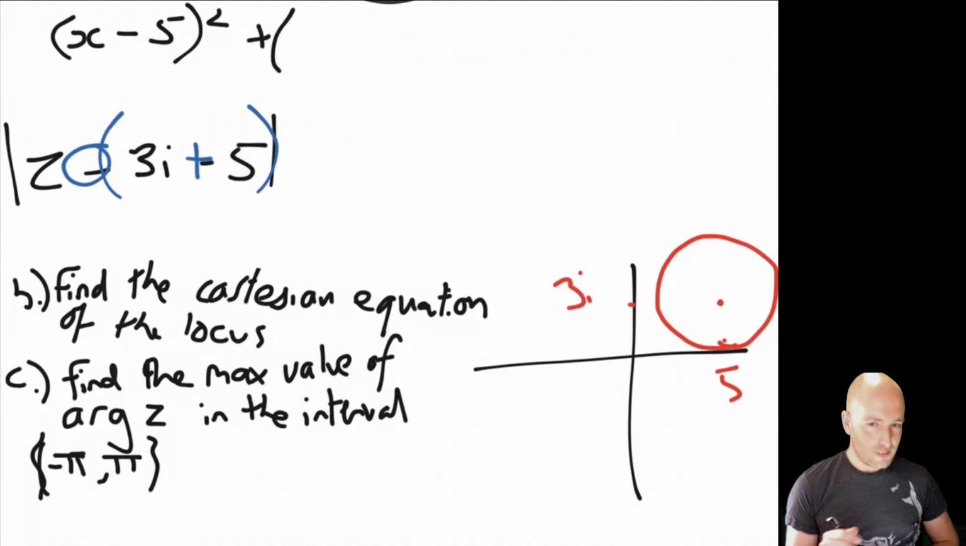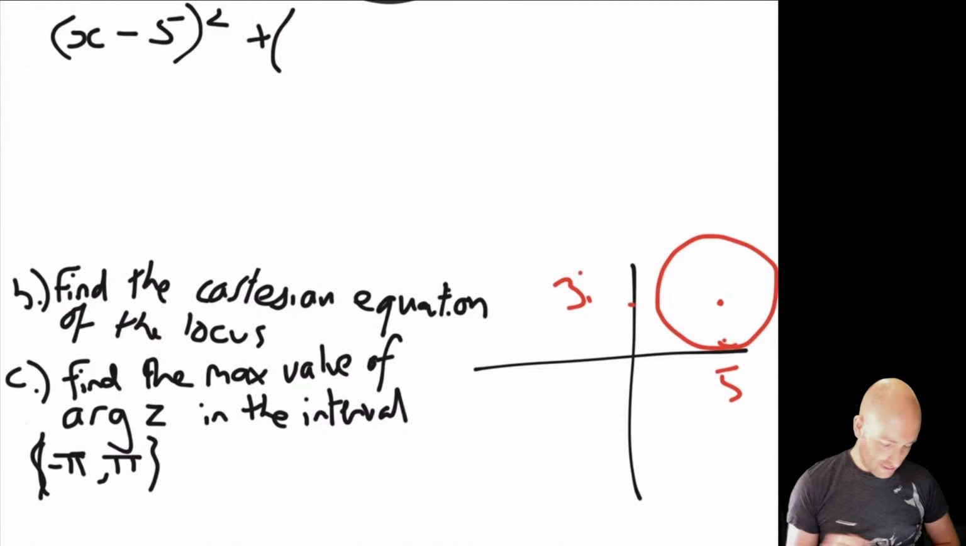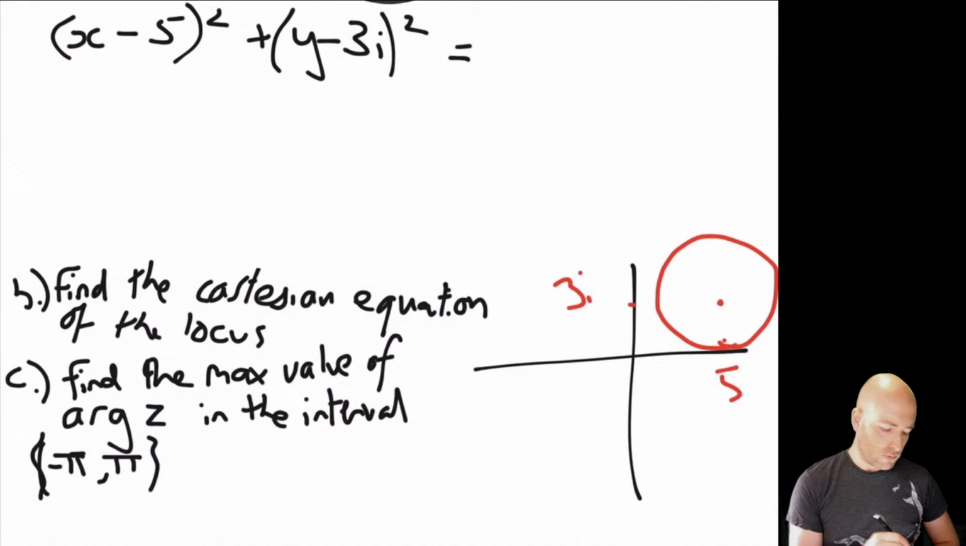That's what learning is, getting things wrong. So plus y take 3i squared. What was it again? Was it 3 for the radius? I've rubbed it out. I think it was 3, yeah. Equals 9. So that's my equation. You guys might have the sign wrong by the sounds of it. Just be careful with your sketch. Cool.